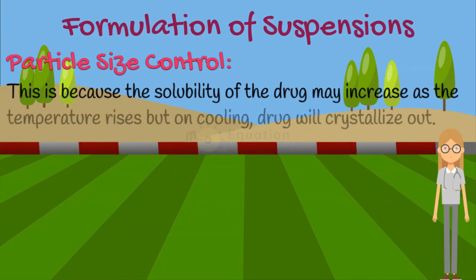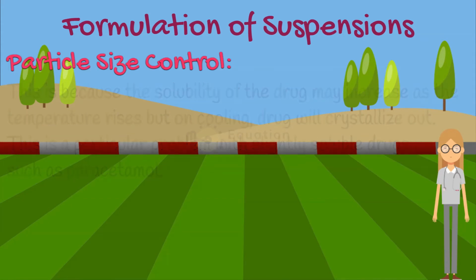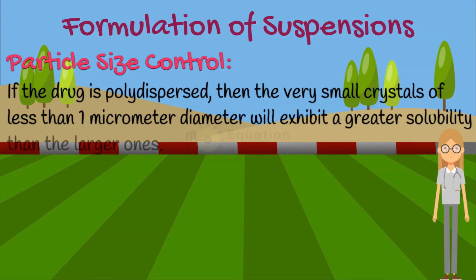This is because the solubility of the drug may increase as the temperature rises, but on cooling, drug will crystallize out. This is a particular problem with slightly soluble drugs, such as paracetamol. If the drug is polydispersed, then the very small crystals of less than 1 micrometer diameter will exhibit a greater solubility than the larger ones.